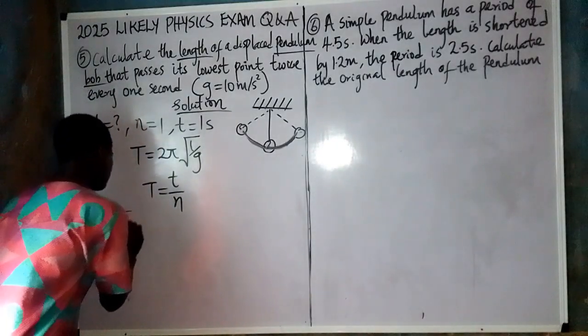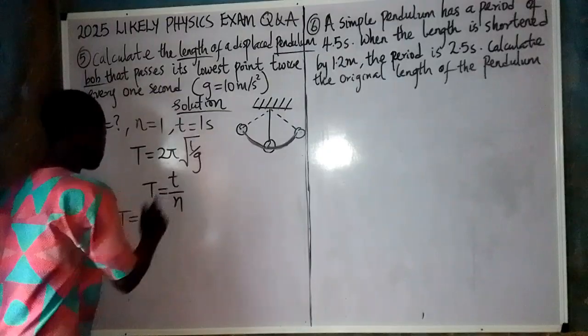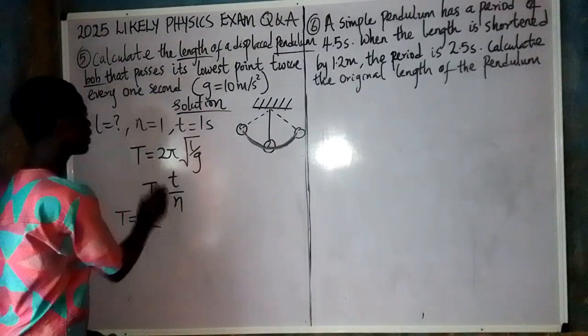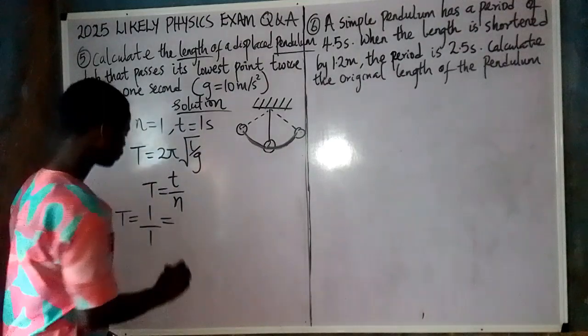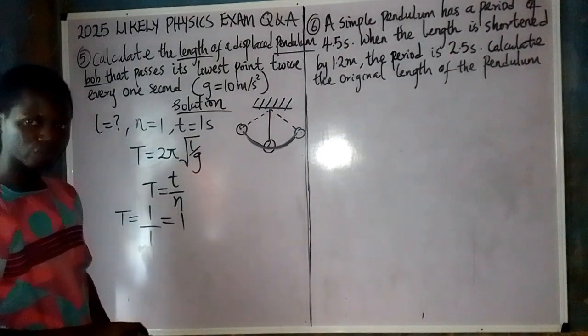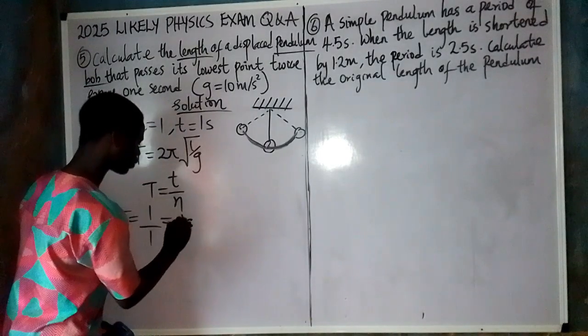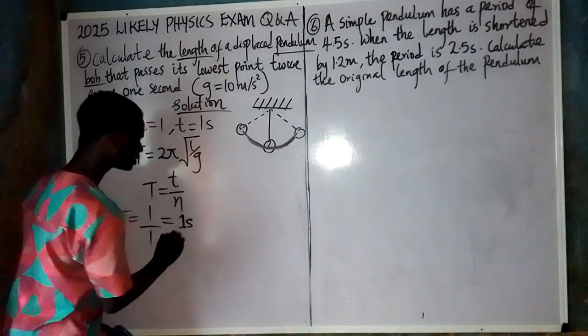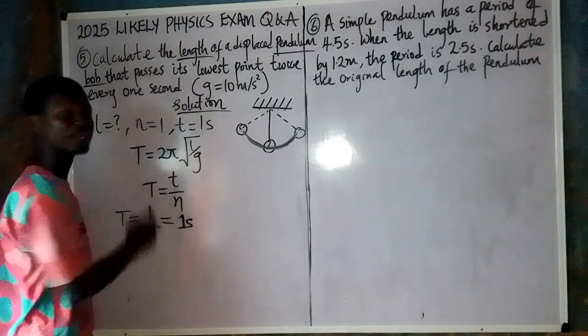Let's get our big T. We now say big T is equal to, what is our small t? Our small t is 1. Then our small n is what? 1. 1 divided by 1 will give you what? 1. So this is what we have as our period. Now we have our period, that is big T, as 1 second. We'll now come back to this formula and solve with it.